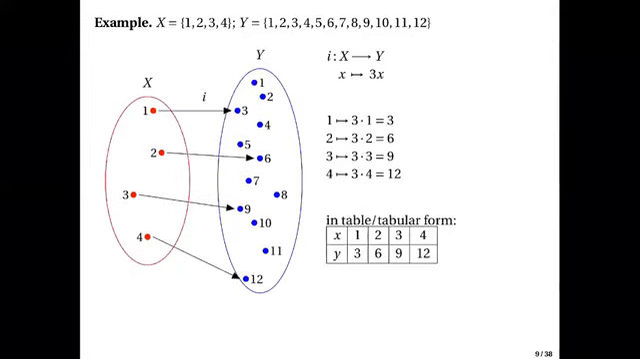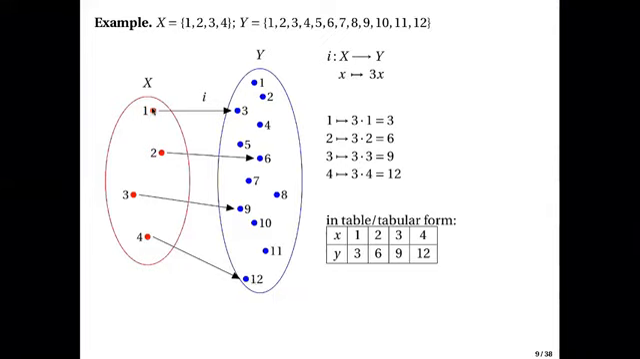For our next example here, let us recall the relation I. So the relation I, you have x an element from capital X. It should be mapped to 3 times x. So your 1 has a partner, it's 3. Your 2 is mapped to 6. Your 3 is mapped to 9. And your 4 is mapped to 12.